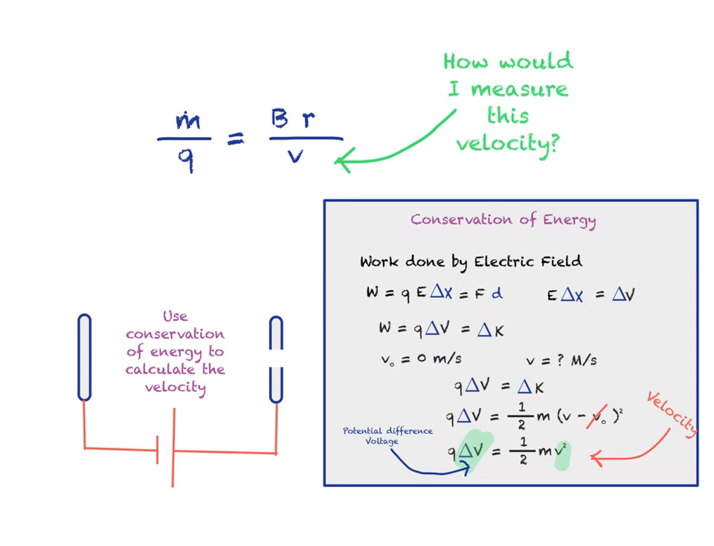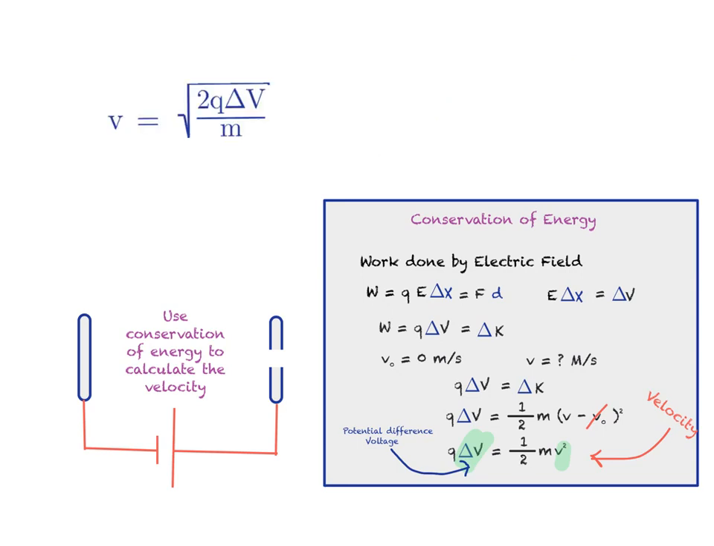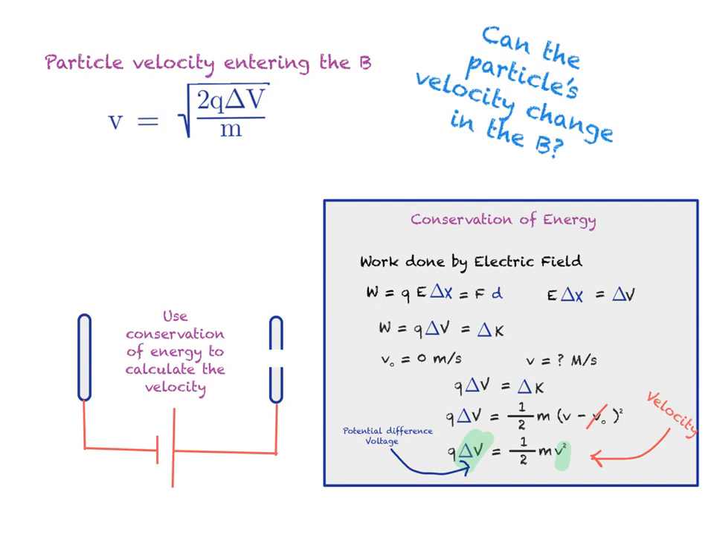This is a great way to solve for the velocity because we know that the electric field can do work on charged particles, which is great. Now you may be thinking, all right, that's great. We know the initial velocity of the charged particle as it enters the magnetic field, but what if its velocity changes in the magnetic field? Let's analyze that from the same perspective using work and energy.